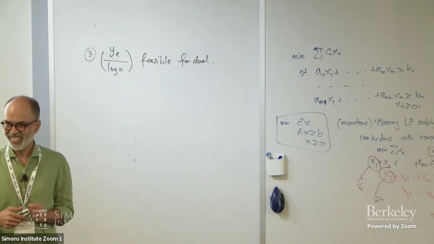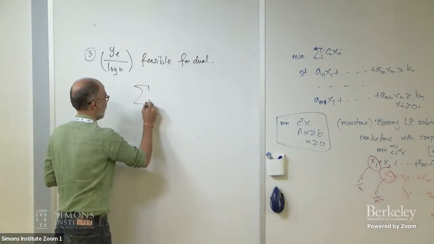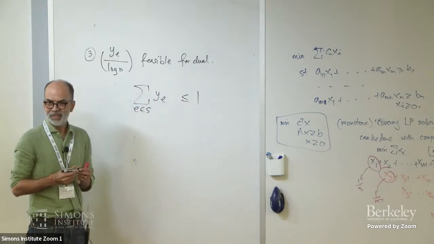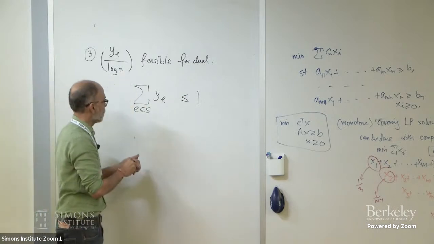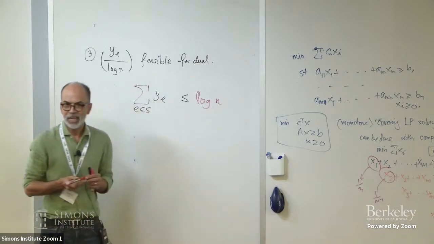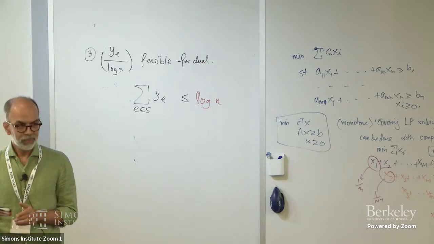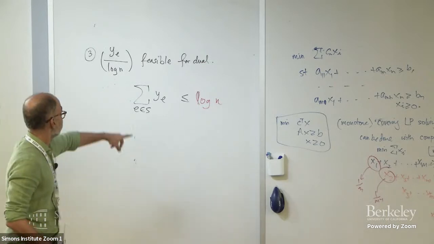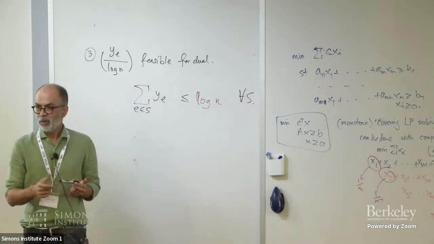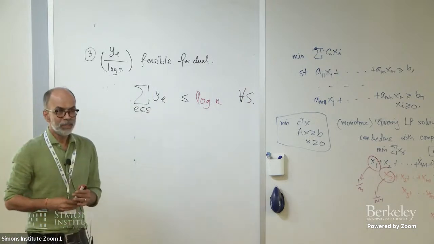I just need to show this. So let's just do that. What's the dual constraint? The dual constraint says all the elements in a set must pack to at least 1. So in order to show this, I need to show that all these things sum to at most log n, for all S. Look at this set S, and look at the elements that belong to it.